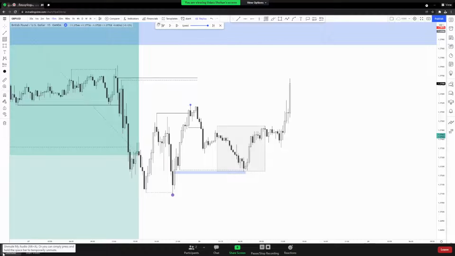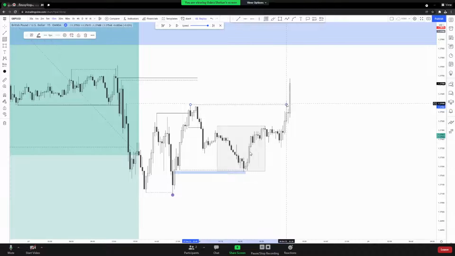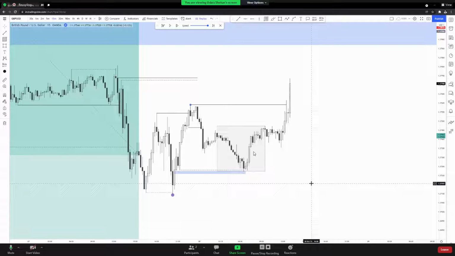It came back down and has broken structure in this case. Can we look for a buy at the 50% mitigation of that Asia session, the Asian previous range also? Yeah, no problem with that.